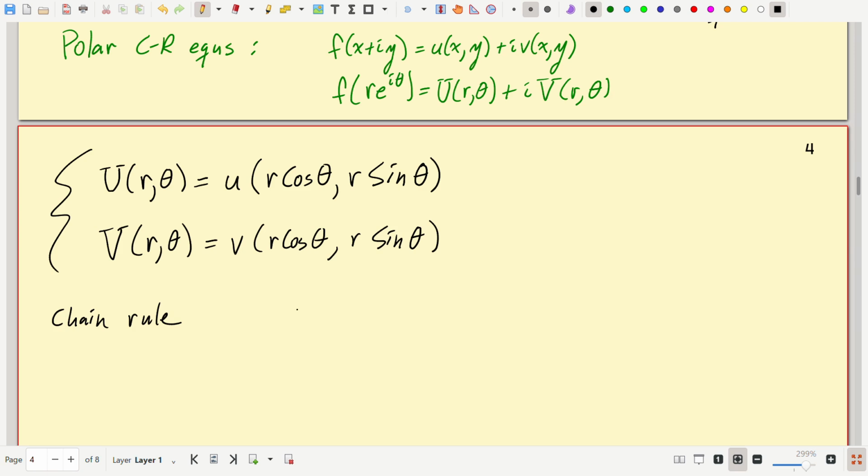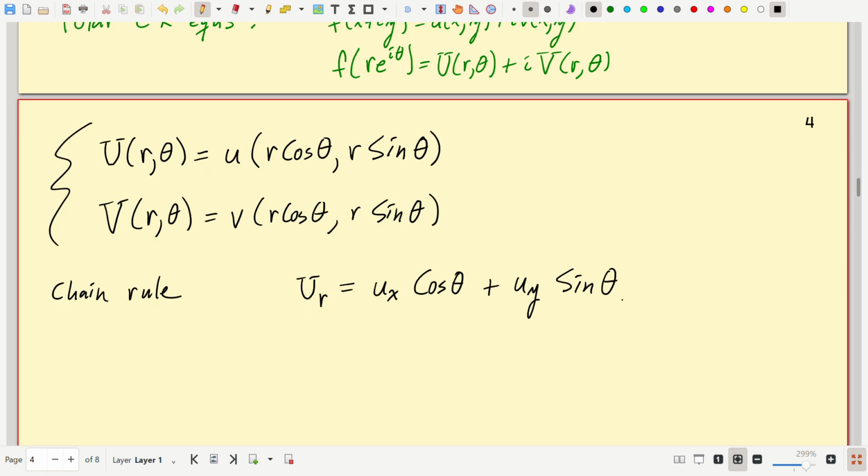Let's see. du/dr would be equal to du/dx cosine theta, that's the d/dr of r cosine theta, plus du/dy, d/dr of the second thing, which would be sine theta. Okay, that's the chain rule.